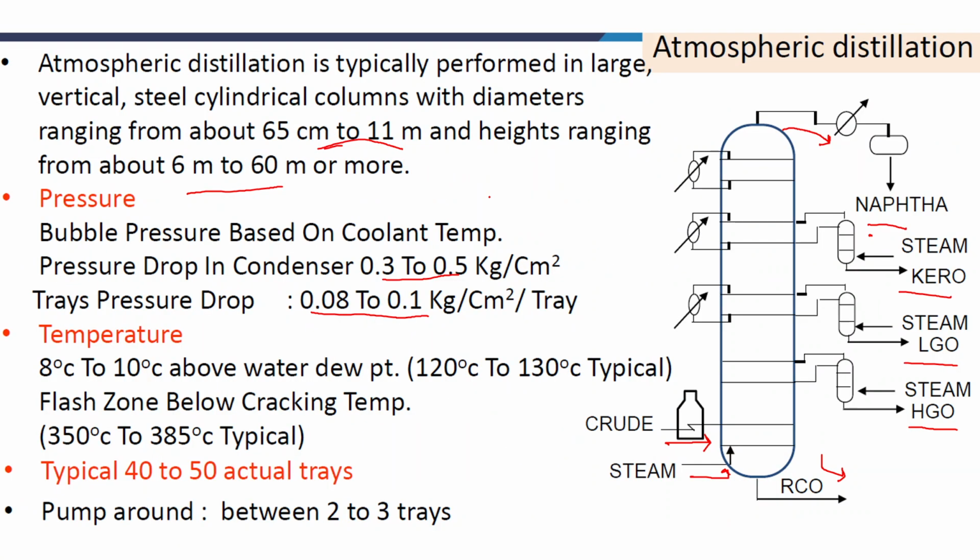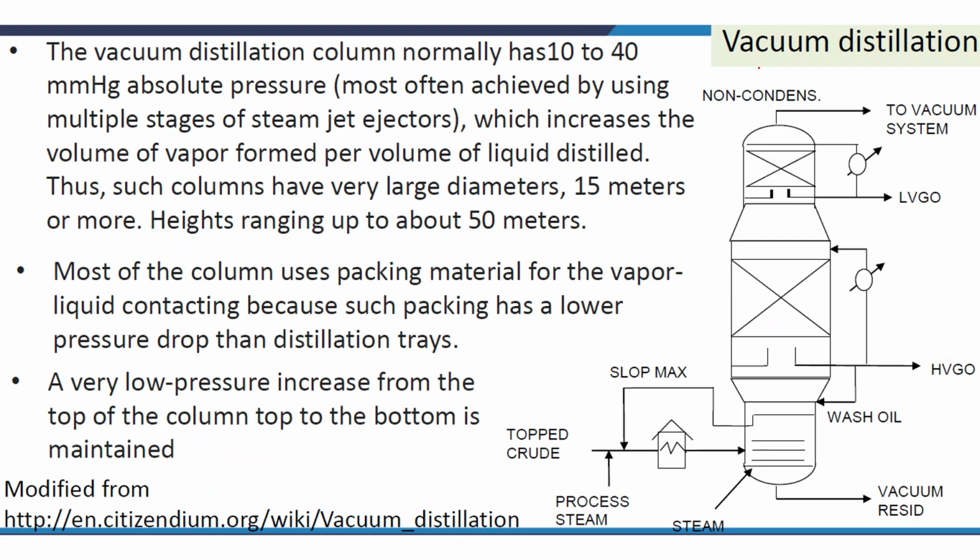As we have seen in the atmospheric distillation unit, a distillation column is there, but here a packed bed distillation column is used for the vapor liquid contacting, because such packing has a lower pressure drop than the distillation trays. A very low pressure increase from the top of the column to the bottom is maintained.